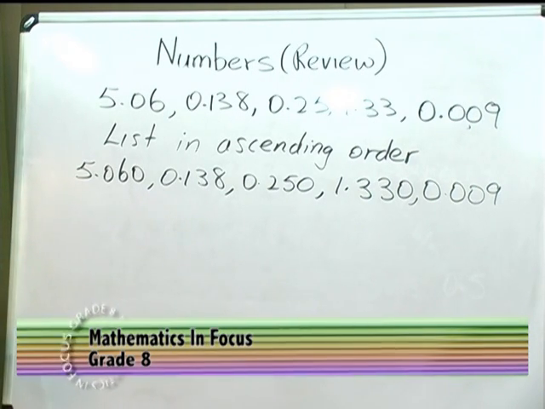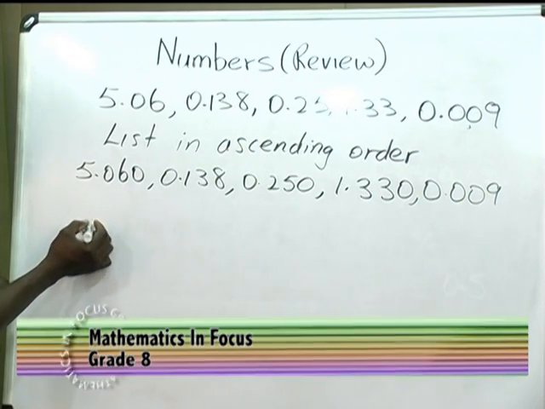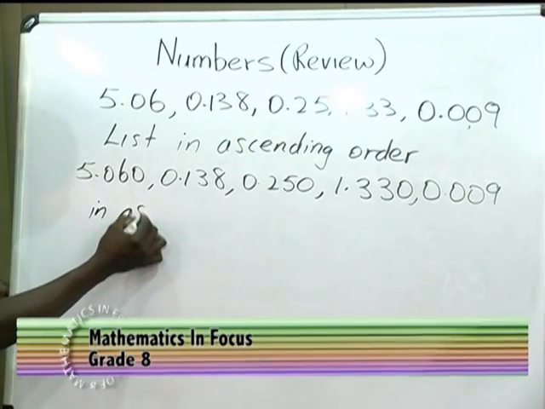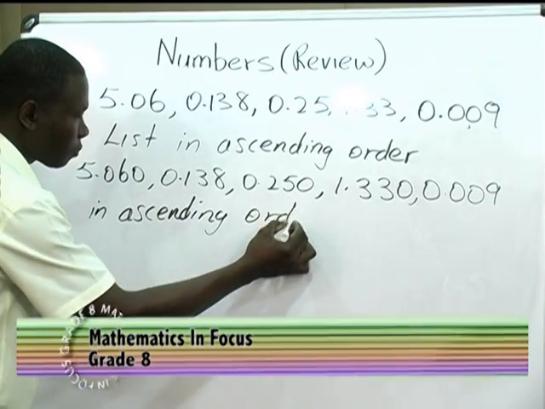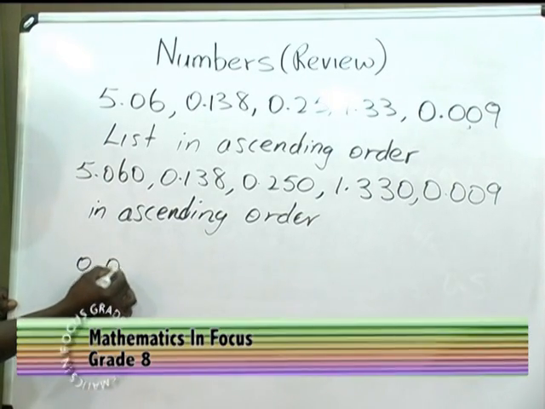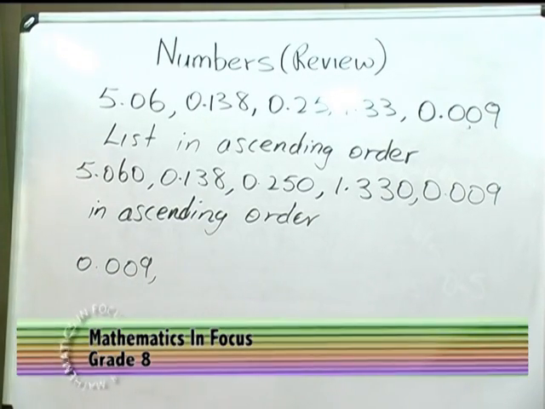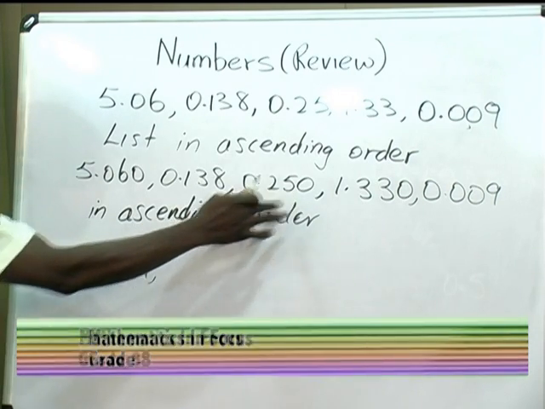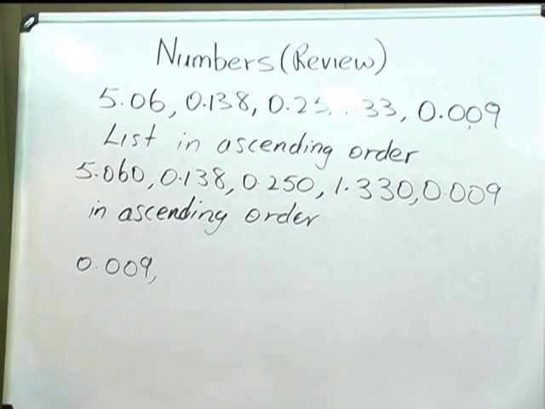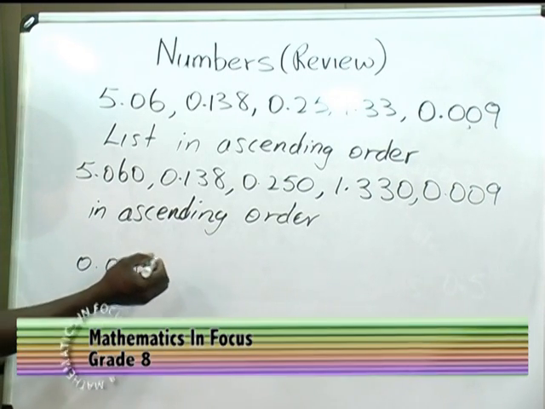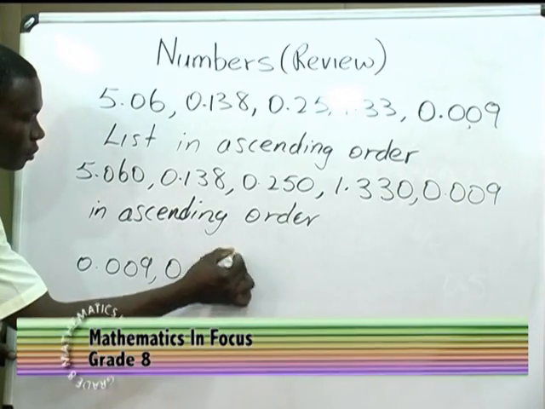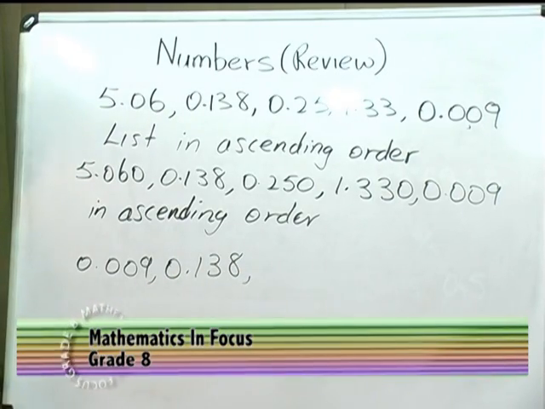So which is the first number? Which is the smallest? 9. So we list in ascending order. We have 0.009, our first one. Which is the next smallest? This is like 250. This is like 138. So which one is smaller? 0.138. Followed by 0.250.